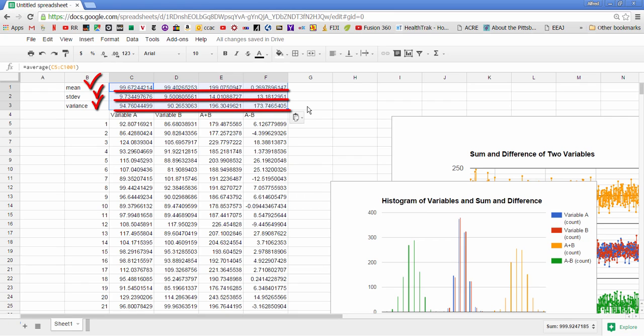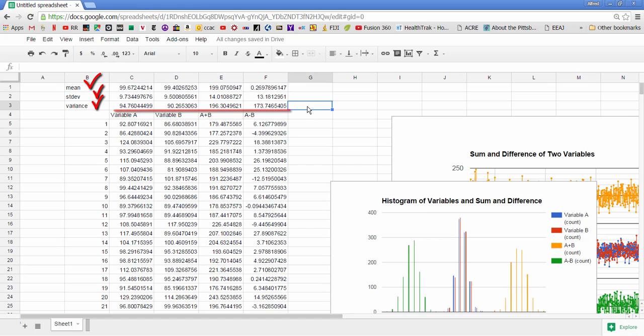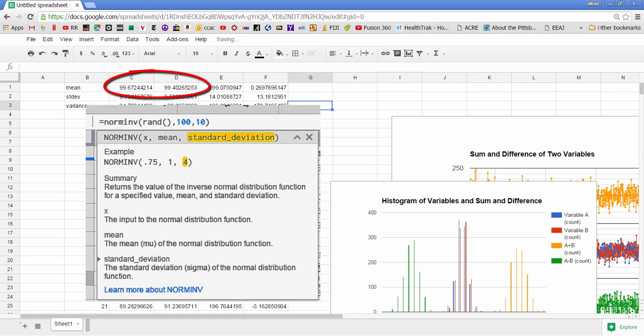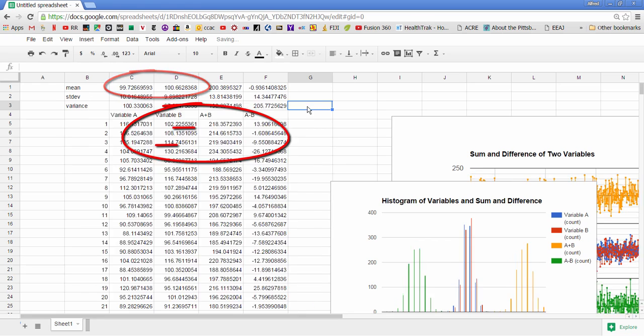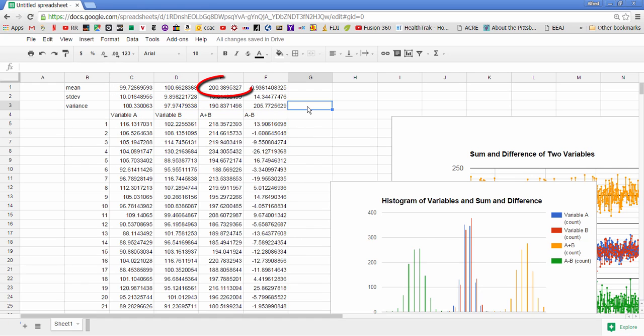And let's look at these numbers. The averages are on top, and you can see that for variable A and variable B, the average comes close to the expected value of 100. We expected that because way back in the beginning, in the random number formula, I chose a value of 100 for the mean. Now notice that the average for the sum of variable A plus variable B comes close to 200. Does that make sense?